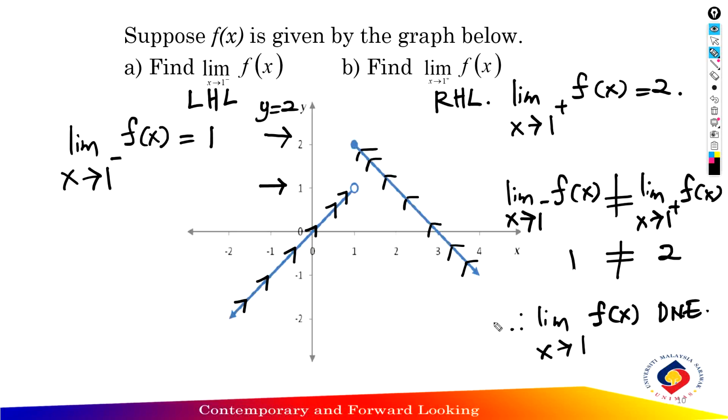Okay, the limit as x approaches 1 of f(x) does not exist because it approaches different values from both sides of the function. From the left it is 1, and from the right it equals 2.